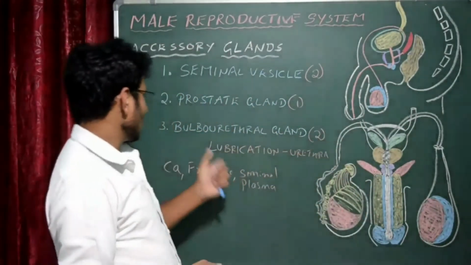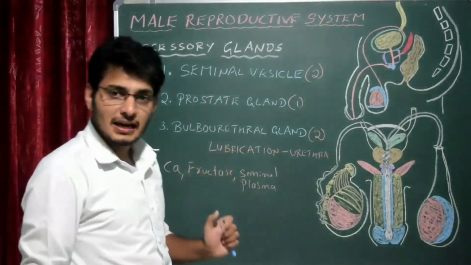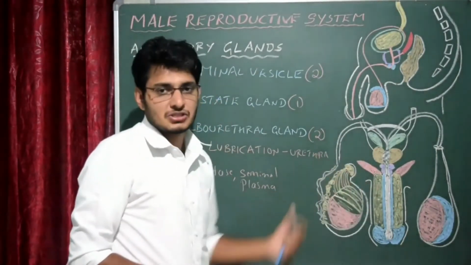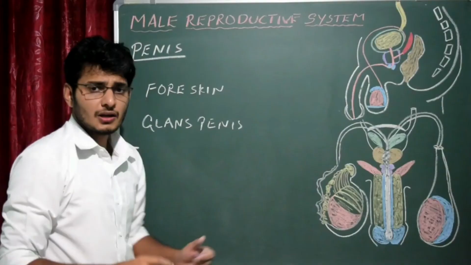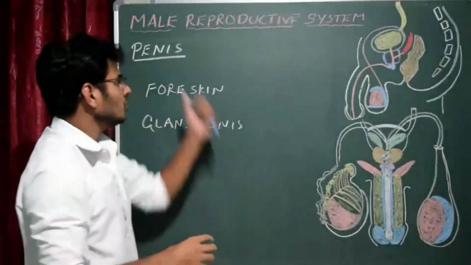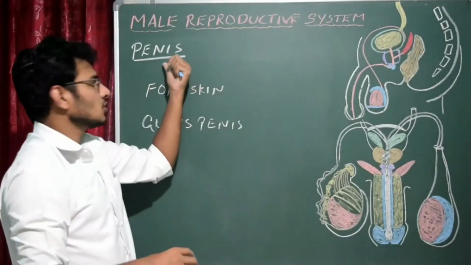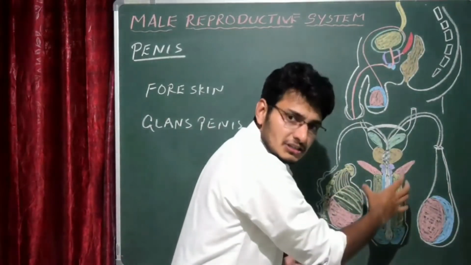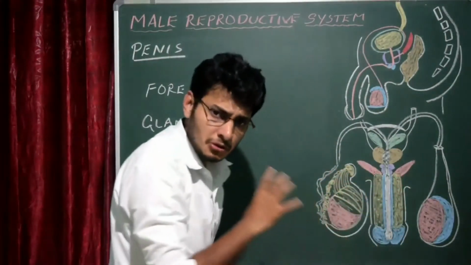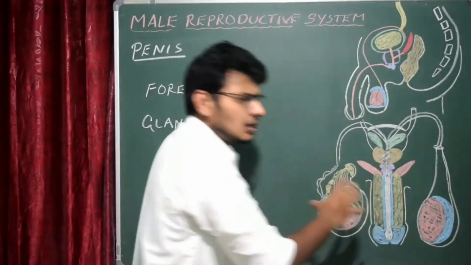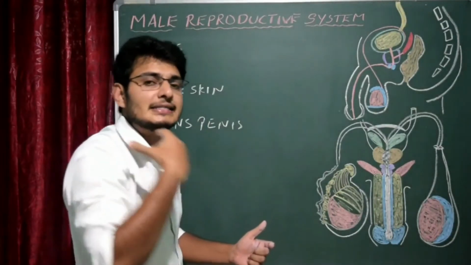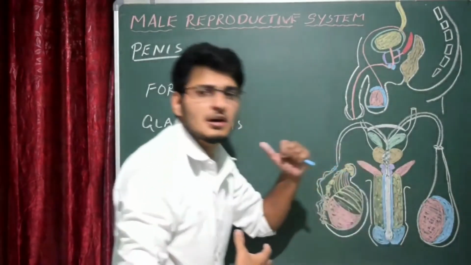Okay, so that's all about the function of accessory glands. Now let us talk about the external genitalia, that is the penis. So now we'll learn about the external genitalia, that is called the penis. So here this is the penis or external genitalia of the male reproductive system. Okay, this plays a very important role in sexual intercourse, where insemination is done by this penis.